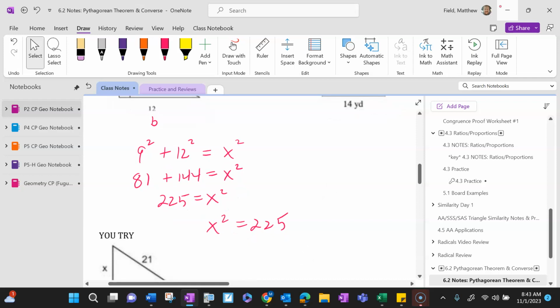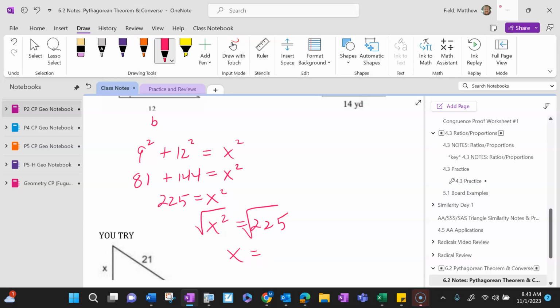So from here, we have to ask ourselves, how do we get X by itself? Well, we ask ourselves first, what's happening to X? It looks like it's being squared. The opposite of squaring is the square root. And whatever we do to one side in an equation, we must do to the other to keep it balanced. So we should get X is equal to the square root of 225.